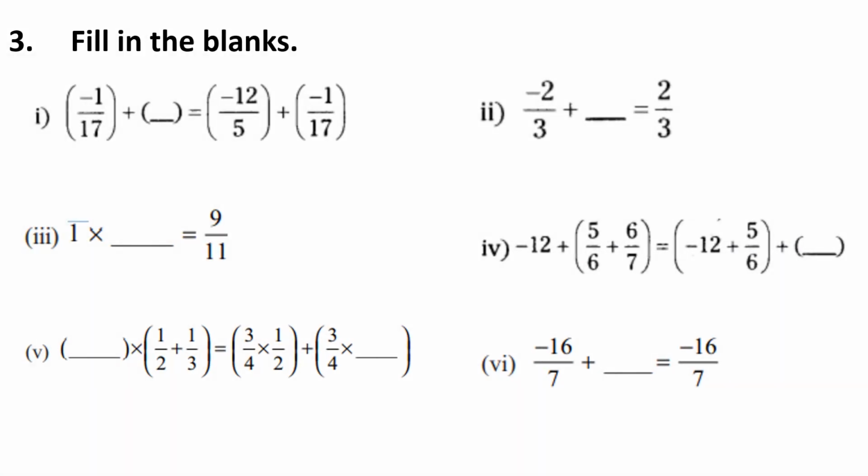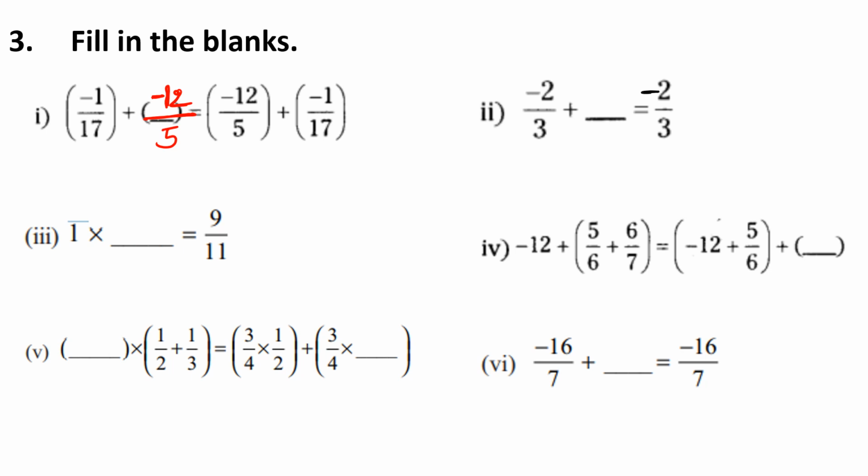Question number 3, fill in the blanks. We write the missing numbers by using the properties. The first one: minus 1 by 17 plus blank equals minus 12 by 5 plus minus 1 by 17. According to the commutative property, the missing number is minus 12 by 5.